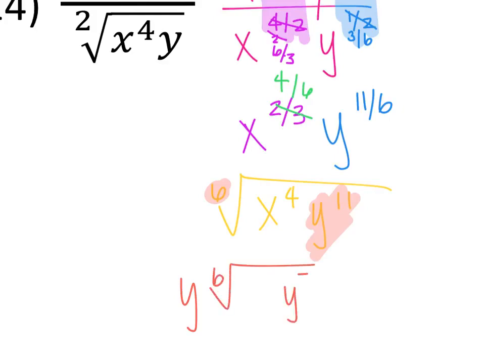So 5 will be left over on the inside. I can't group up that x to the 4th, so it's going to stay there. So that would be my final answer.